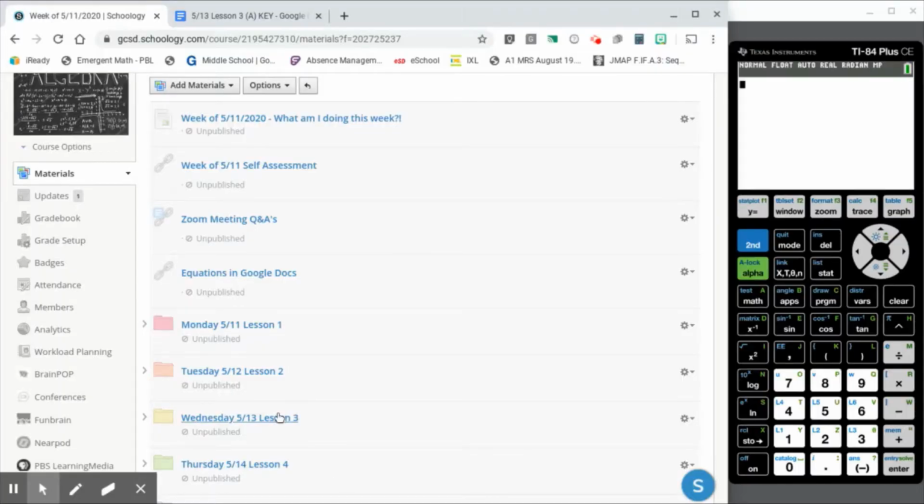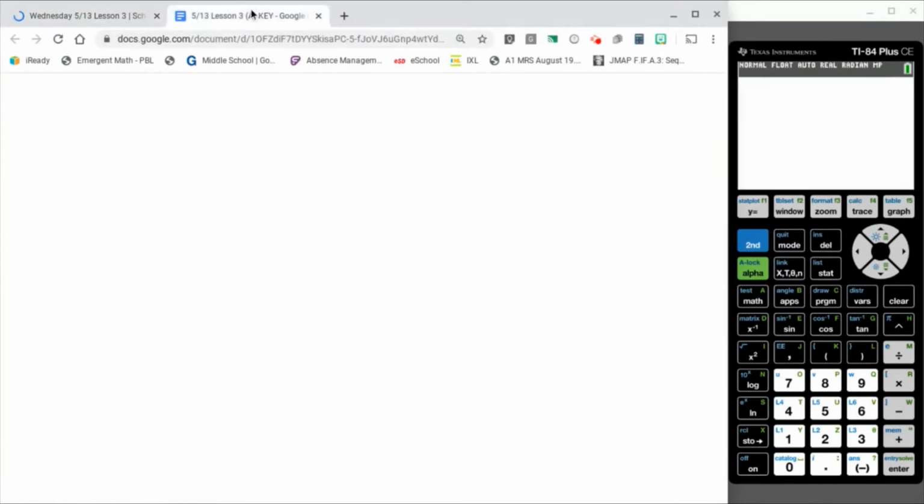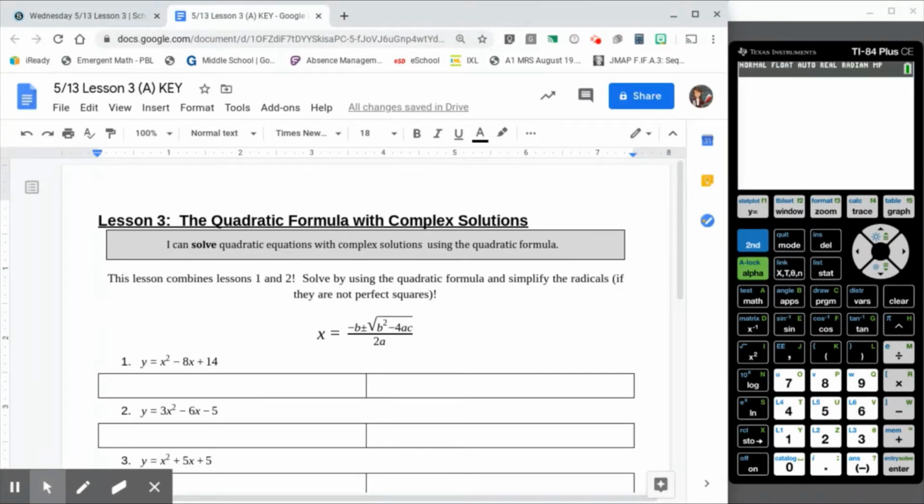Today we're on lesson 3, the quadratic formula with complex solutions. Your learning target for today is: I can solve quadratic equations with complex solutions using the quadratic formula. As I mentioned, this lesson combines lessons 1 and 2. Lesson 1 was the quadratic formula, and lesson 2 was simplifying radicals. You'll see the connection in a few minutes.